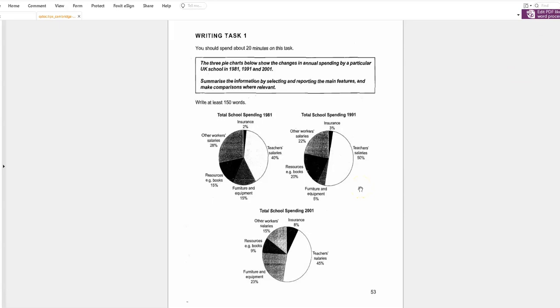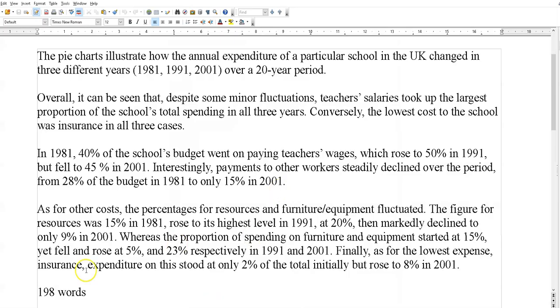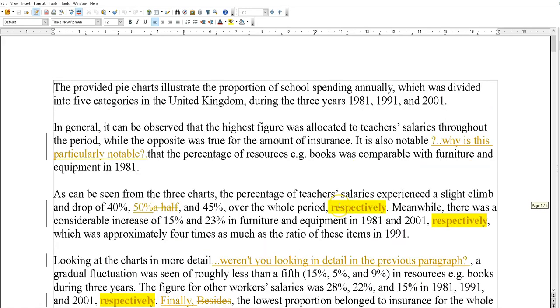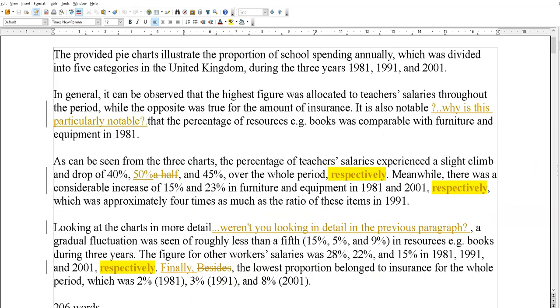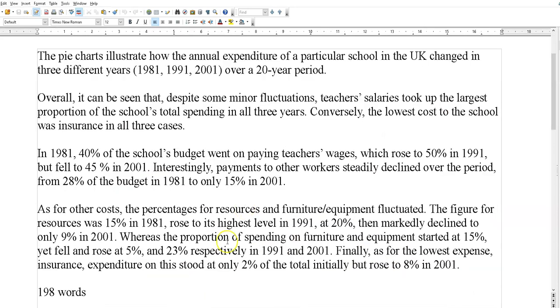So, this is all about three pie charts: changes in annual spending by a particular school in 1981, 1991, 2001. I wrote one, so we'll take a look at mine. It's 198 words. I'll explain this, and then we've got 5 responses from the Telegram group IELTS9PRO. Link at the bottom if you want to join and submit your writing. So let's have a look at mine first.